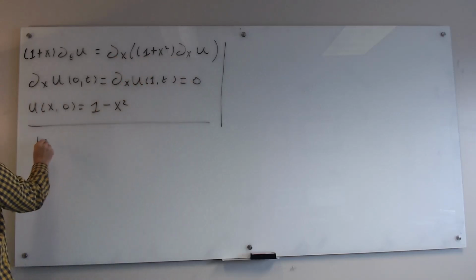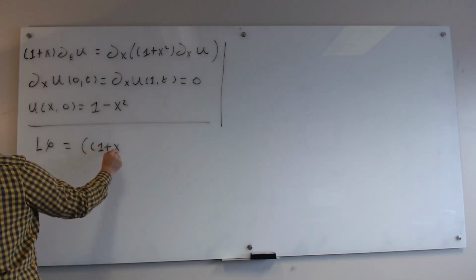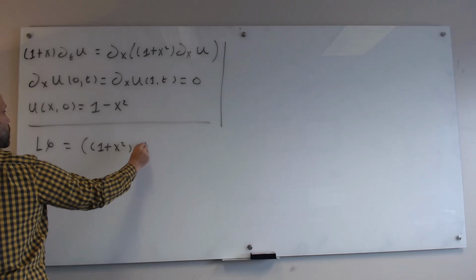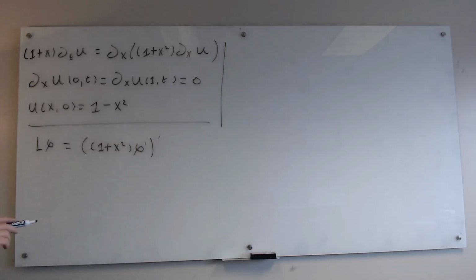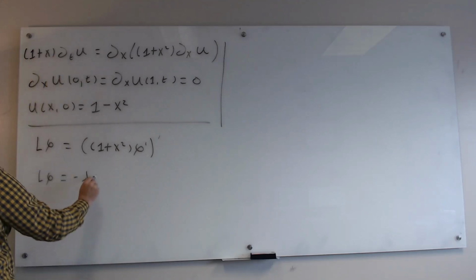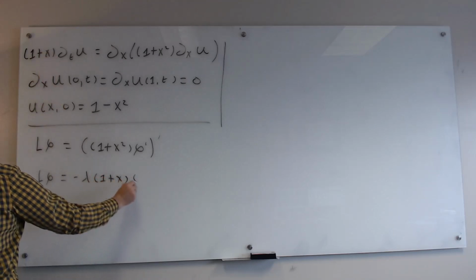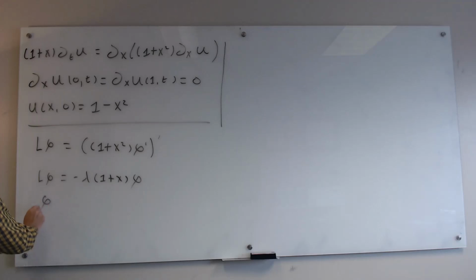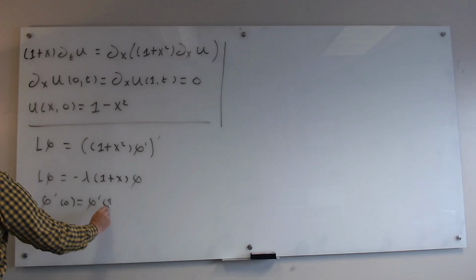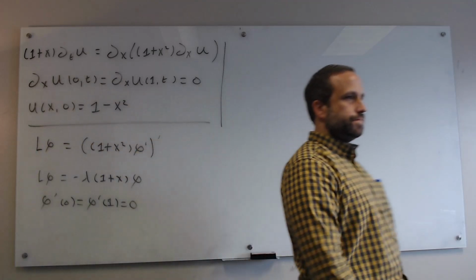So I'm going to define an operator, L phi, equal to the derivative of 1 plus x squared times phi prime, taking the derivative of all of that. And then my eigenvalue, eigenfunction problem is going to be L phi is equal to minus lambda times 1 plus x, that's the coefficient there, times phi, and then I have the boundary conditions. I don't know if you can see it, I'll step out of the way in a minute. Phi prime of 0 and phi prime of 1 are both equal to 0.